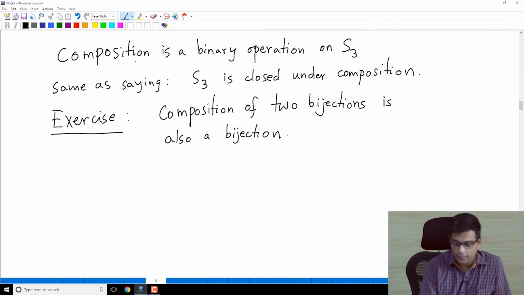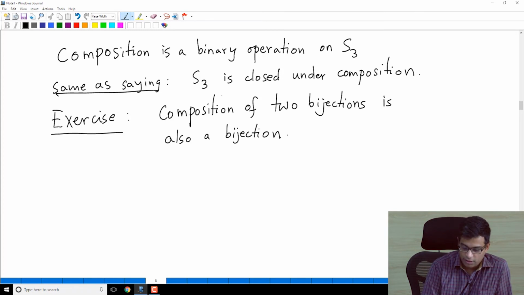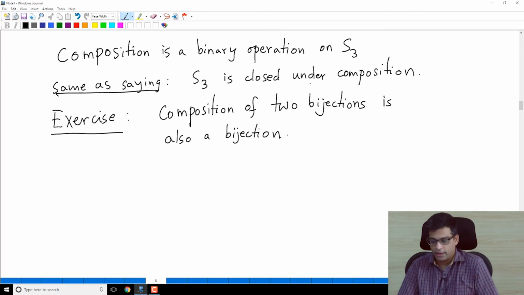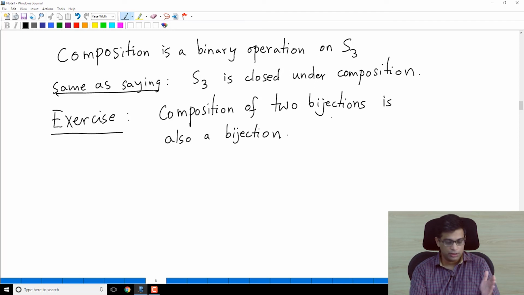This is the exercise that will justify the statement that composition is a binary operation on S3, or that S3 is closed under composition. Because what is S3? Again, let us recall, S3 is the set of all bijections from the set {1, 2, 3} to itself. So if you compose two elements of it, in other words, you compose two bijections, you get another bijection from {1, 2, 3} to {1, 2, 3}. So S3 is closed under composition.